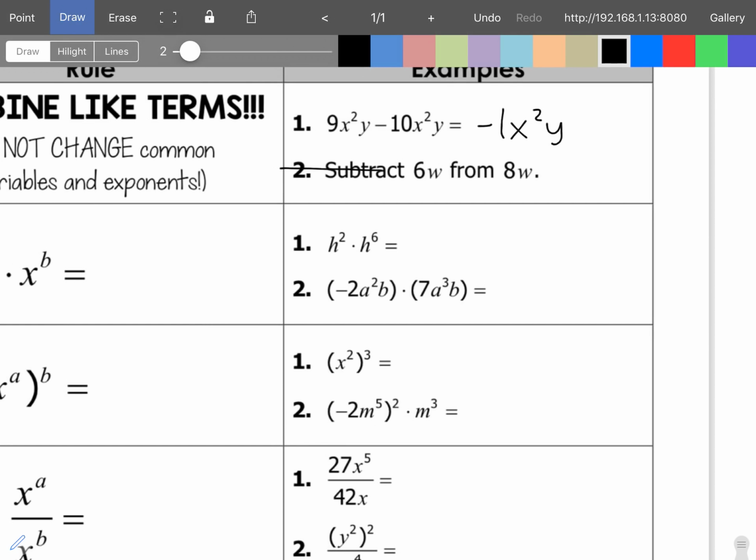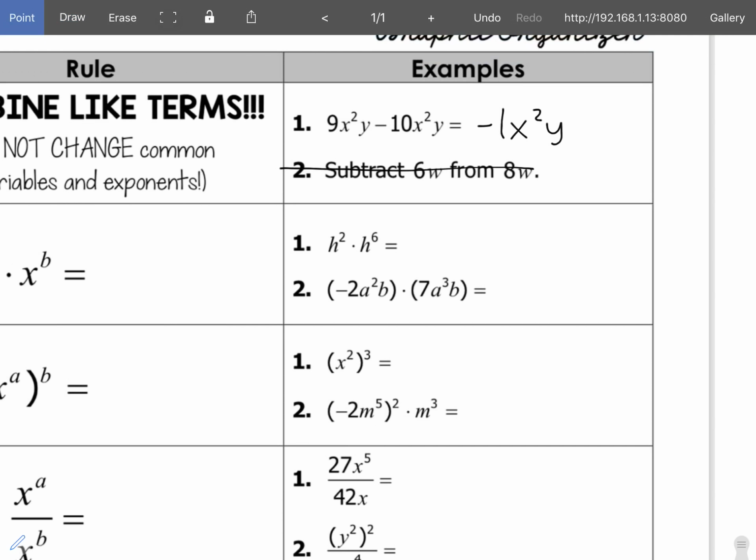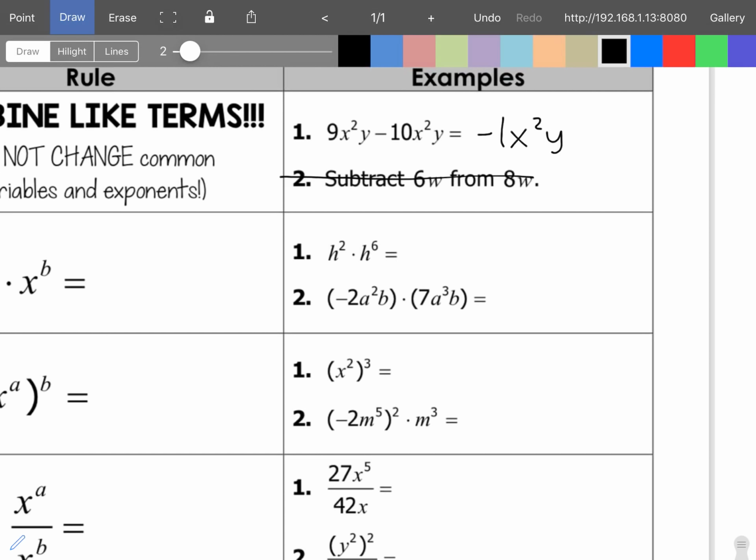Okay, we're going to cross off number 2. I'm not going to have you guys do that one. But negative 1x squared y. Do you see how we kept this the same all the way through? So it's the same thing as saying like 9x minus 4x. We have 9x minus 4x.